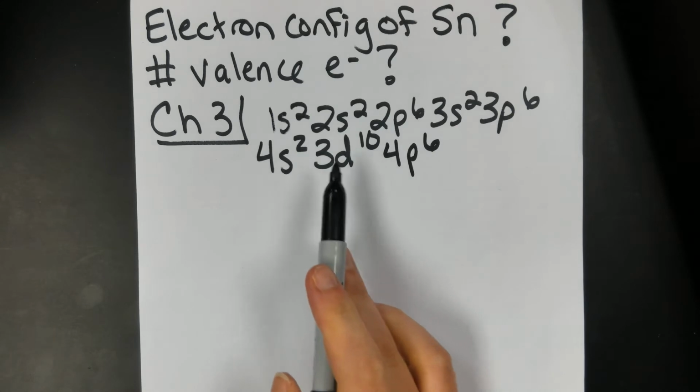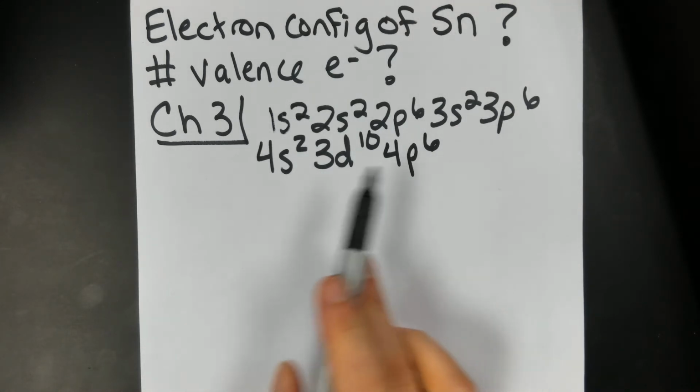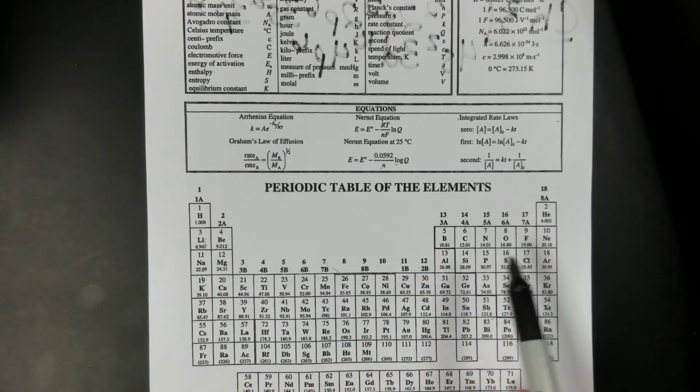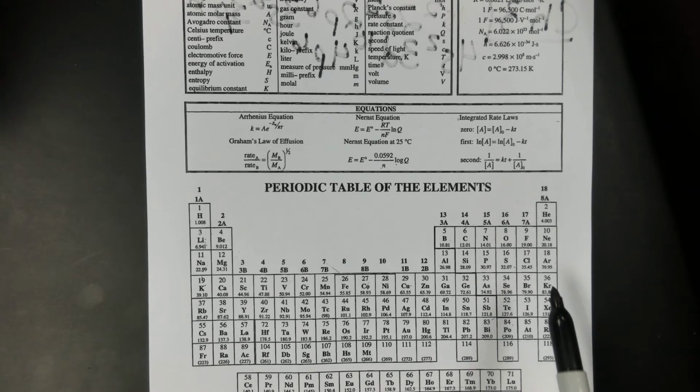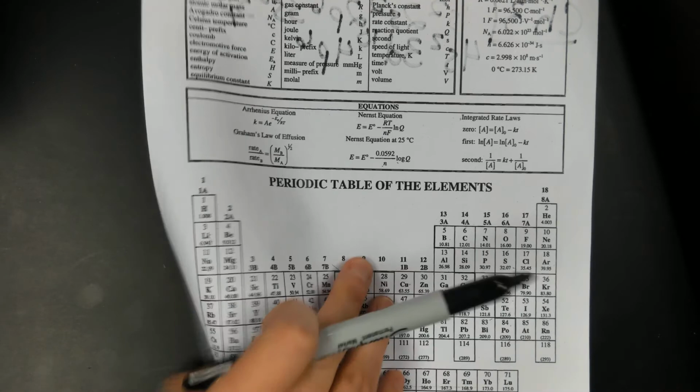Remember, the d block is the only one that's misleading. It steps down a level. The p's and the s's are correct. So we're at 4p6. Where did we end up? We're right here on Kr. So let's do the next row. We're now at 5, because we go 1, 2, 3, 4, 5. 5s2.